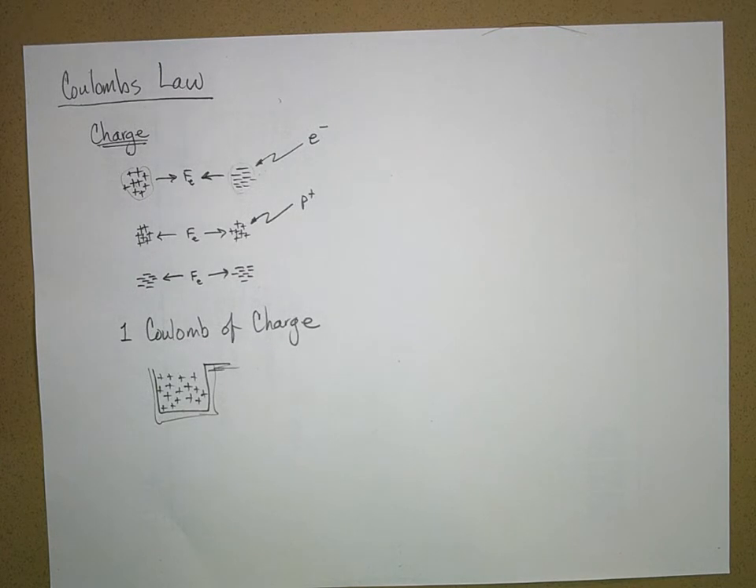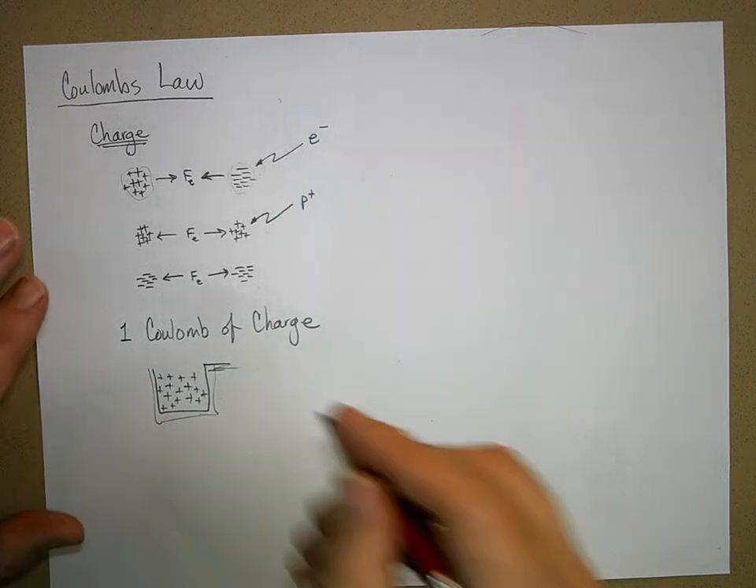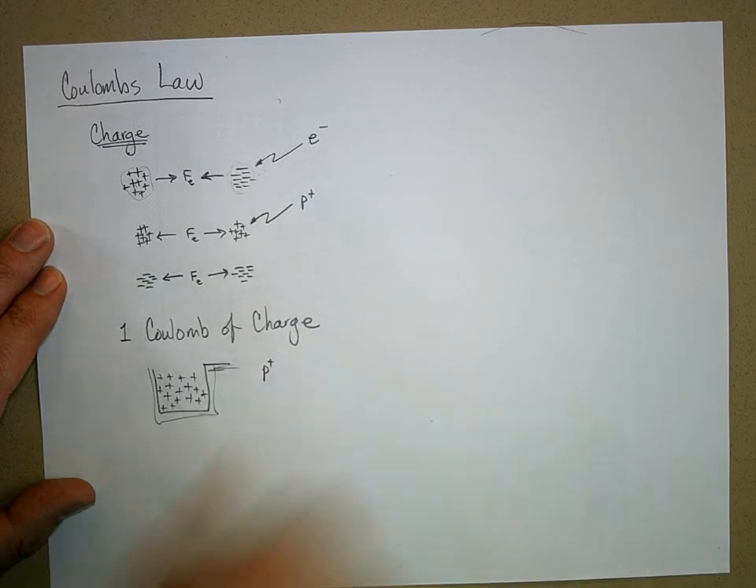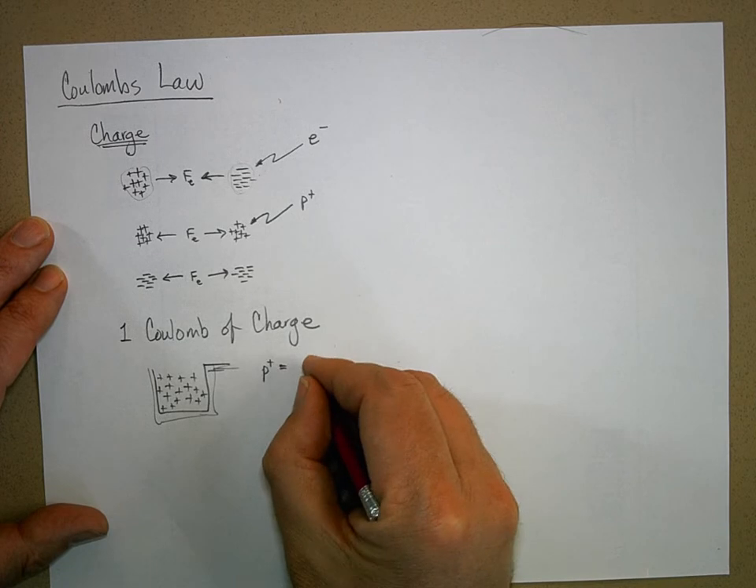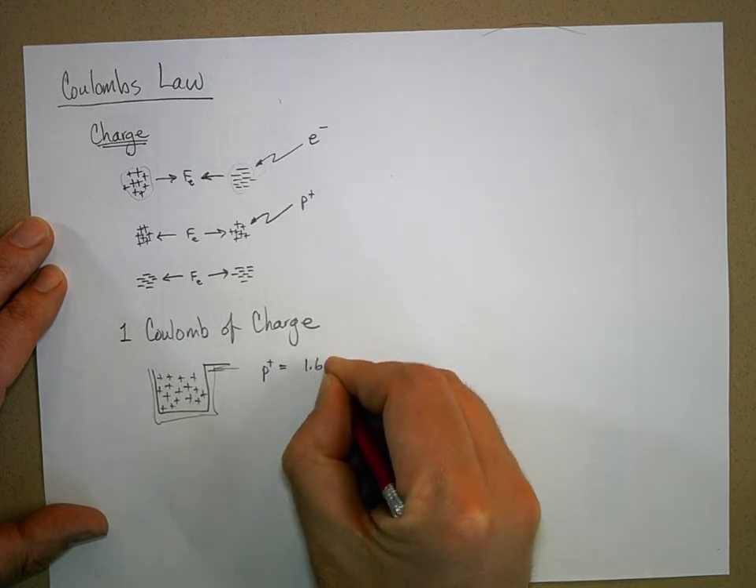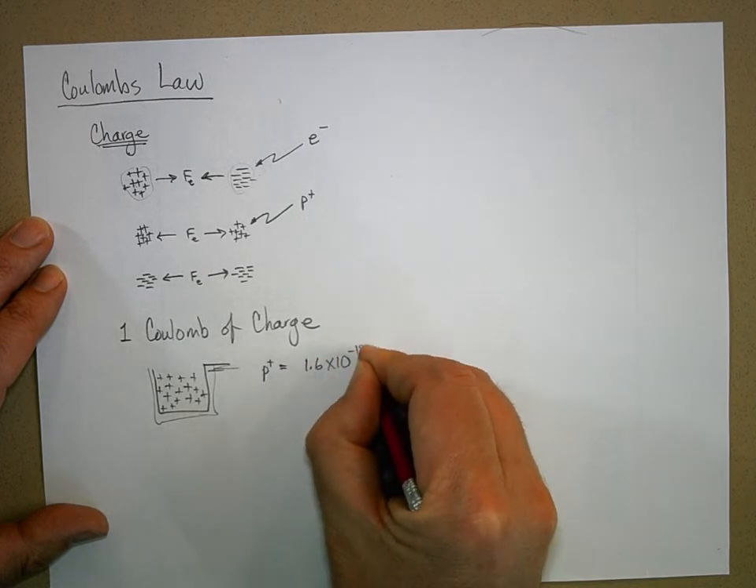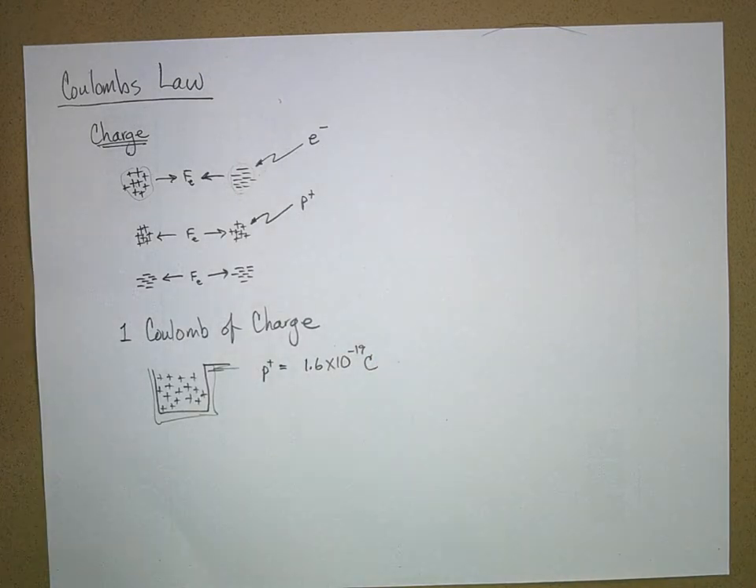Now it turns out that a proton has the smallest amount of positive charge you can get out of ordinary matter. Okay, a single proton. And a single proton, which I'll write as P plus, has a charge of 1.6 times 10 to the negative 19 coulombs. That's a very, very tiny amount of charge. 10 to the negative 19. I don't even know what that is.